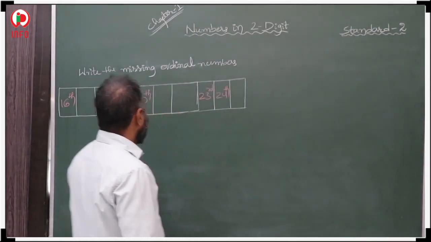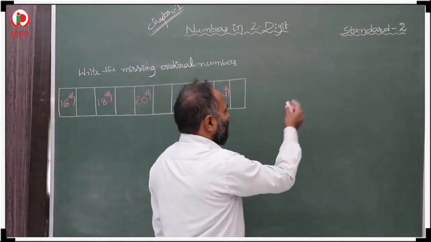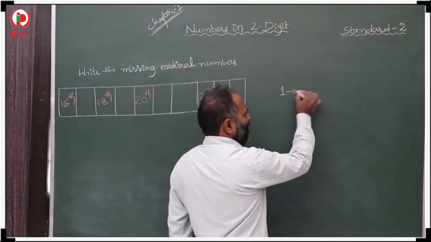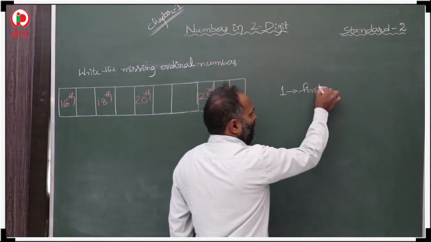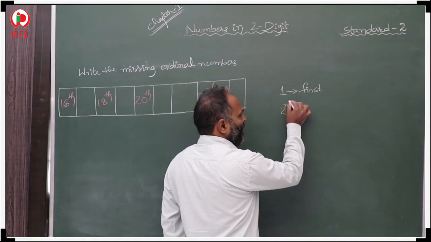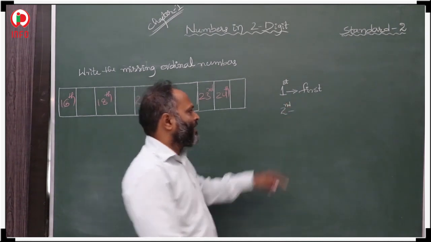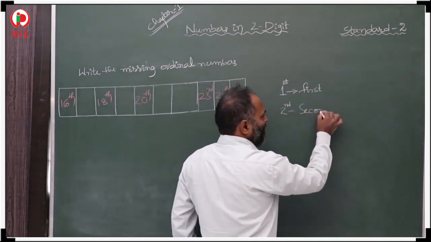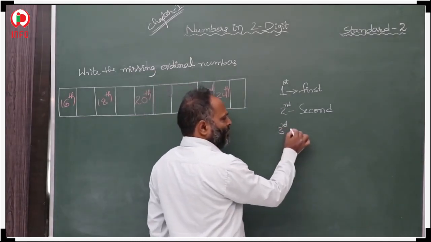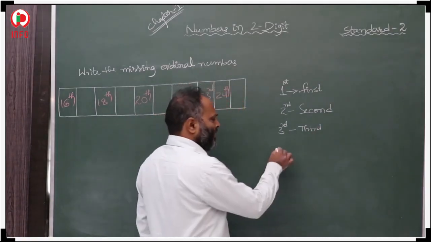Yes friends, here we have to write the missing ordinal numbers. What is meant by ordinal number? Here this is 1, we call it first. This is 2, this is called second. Then third. Fourth.